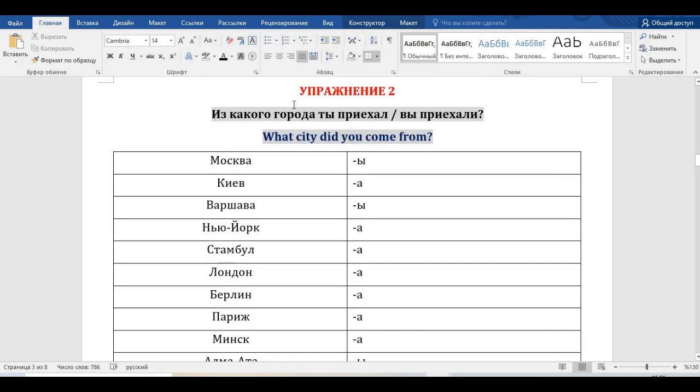Exercise 2. When you are asked what city you are from, you also put it in the genitive case. For example, what city did you come from? Or what city do you come from? You simply say, я из Москвы. I am from Moscow. Я из Киева. Я из Варшавы.